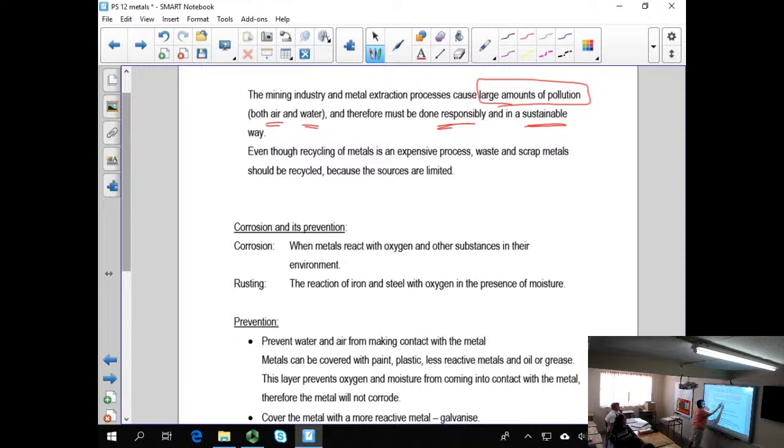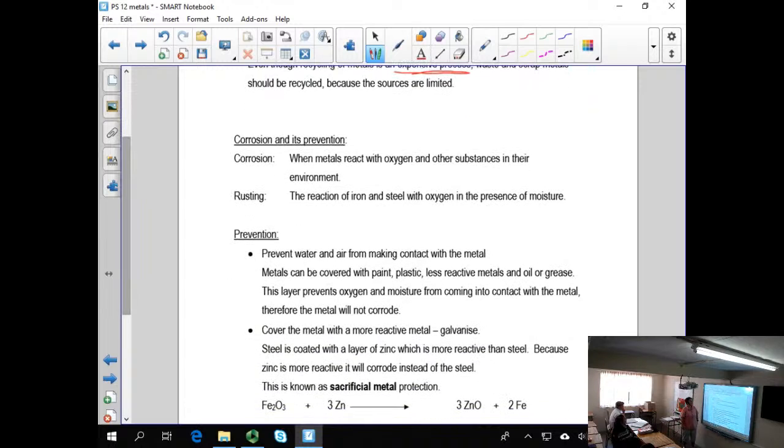Even though recycling of metals is an expensive process, waste and scrap metals should be recycled because the sources are limited. Technically speaking, everything that is on the earth and in the crust of the earth, it's all that there is. If you've removed one substance continuously for a long period of time and you hold it in a form that is not available to the environment, somewhere along the line, there isn't going to be any more of that. So it's very important to recycle different materials. There are natural processes that cause metals to decay, for example, but they are very slow. So sometimes it is necessary, especially with steel, where we use a lot of steel, that they recycle old waste steel.